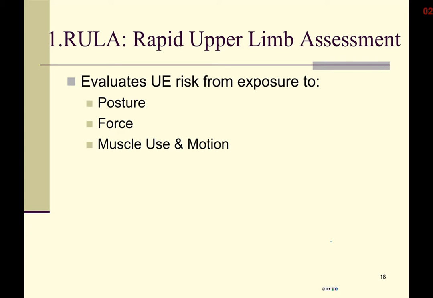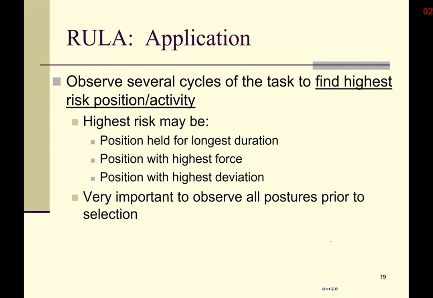UE-RULA evaluates upper extremity risk from exposure to postures, and this tool for the most part does revolve around posture. But it does also consider force and then muscle use and motion. To apply UE-RULA, you want to observe the task, several cycles of the task, so that you can determine which particular one has the highest risk, so highest upper extremity risk.